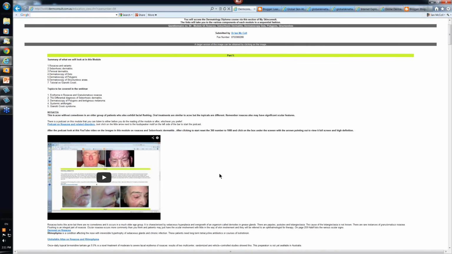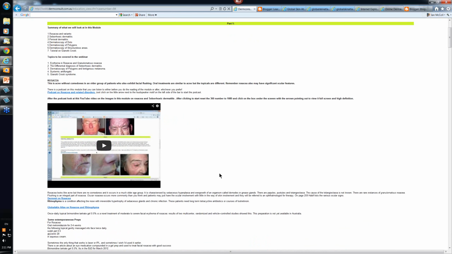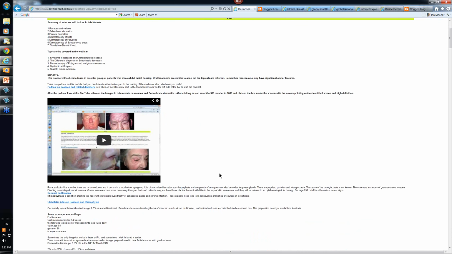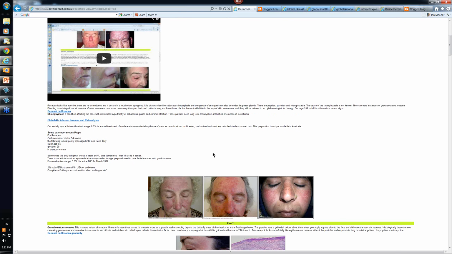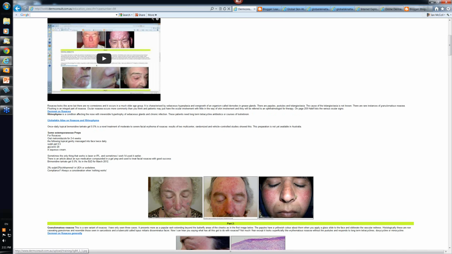Now, in this module here, looking at rosacea, it's important to recognize the various presentations of rosacea. We're used to the flushing erythematous component, but there's always a bit of sebaceous hyperplasia as well. There isn't comedone formation. There are papules, pustules. There may even be cysts.